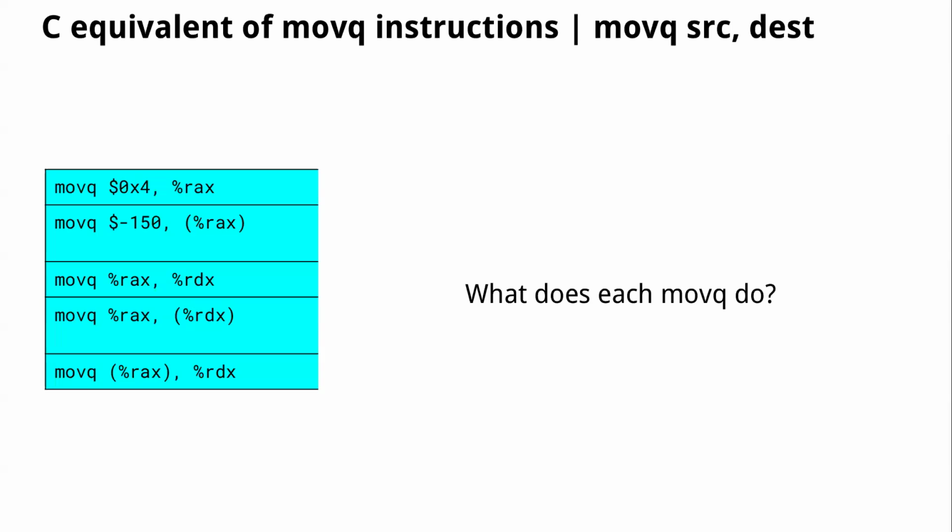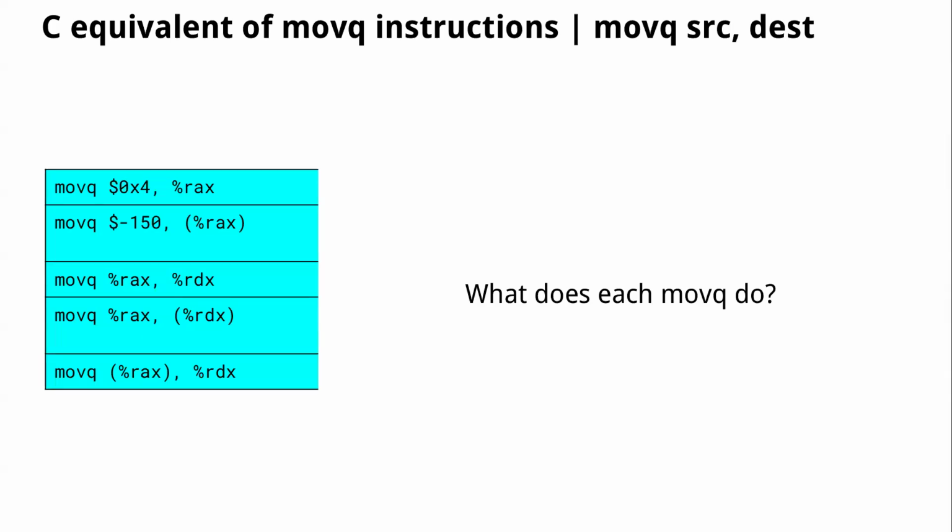Then the RAX itself, this is also 8 bytes, 64 bits. The third instruction is simple, just move RAX to RDX, or copy RAX to RDX. How about this one? It's similar to the second one.